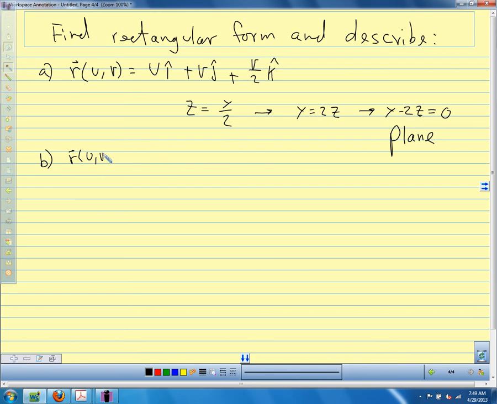R of u and v for this one is 2u cosine v i plus 2u sine v j plus 1/2 u squared k. So what's going to be our relationship here? x squared plus y squared, if I square x and y and sum them, what do I get? 4u squared. And that is related to z: 4u squared equals 8z. So x squared plus y squared equals 8z.